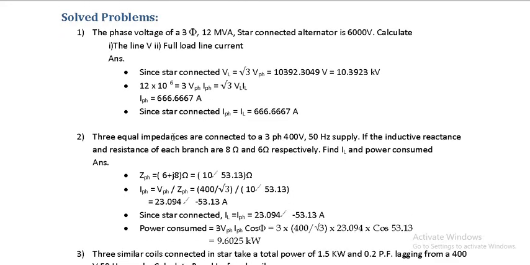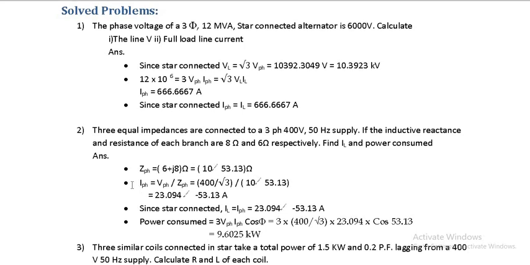Second one is, 3 equal impedances are connected to a 3-phase 400 volt 50 Hz supply. If the inductive reactance and resistance of each branch are 8 and 6 ohms respectively, find IL and power consumed. The very first thing you have to find out is the per phase impedance. ZPH is equal to, inductive reactance is given as 8 and resistance is given as 6, so it will be 6 plus j8 ohms. You can convert this 6 plus j8 into polar form as 10 at an angle 53.13.